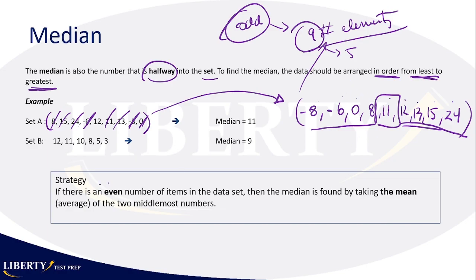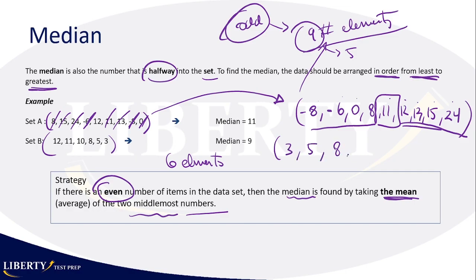Now, what happens when you have an even number of values? You have to get the median by taking the mean of the 2 middlemost numbers. So let's say here we have 3, 4, 5, 6. All right, here you have 6 elements. Let's find the median. Let's arrange them first. You have 3, 5, 8, 10, 11, 12, right? Now, what's in the middle? You have 2 to the left, 2 to the right, and in the middle you have 8 and 10. So you have to get the average, or the mean, of 8 and 10, which is 18 divided by 2, which is equal to 9.